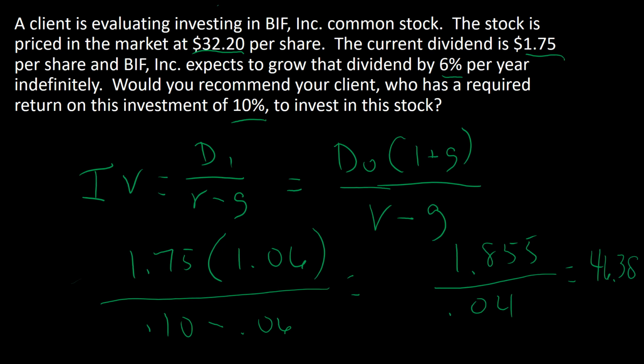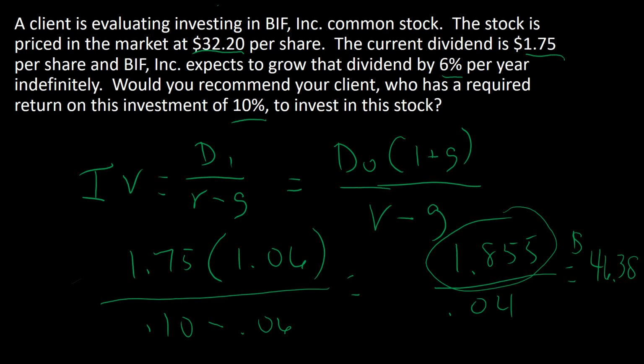So what we're saying is this investment, which the market has priced at $32.20, but right now we don't have to worry about that, right? We're not worrying about what the market has this priced at. What we're worried about is what it is worth to our investor who has a required rate of return of 10%. So we have a dividend of $1.75 per share, which is expected to grow by 6%. So we create that dividend at time 1 right here by multiplying that dividend at time 0 times the 1.06, which is 1 plus the rate of growth.